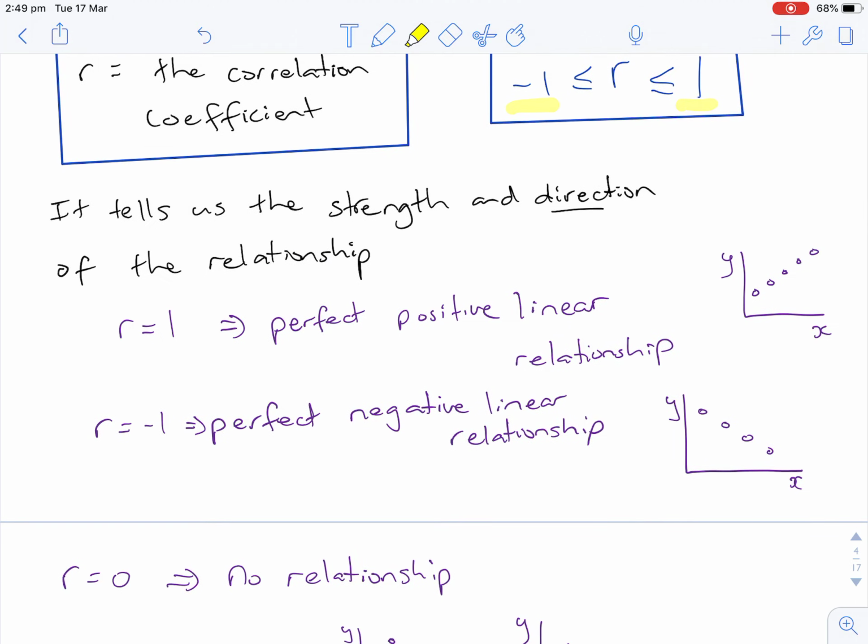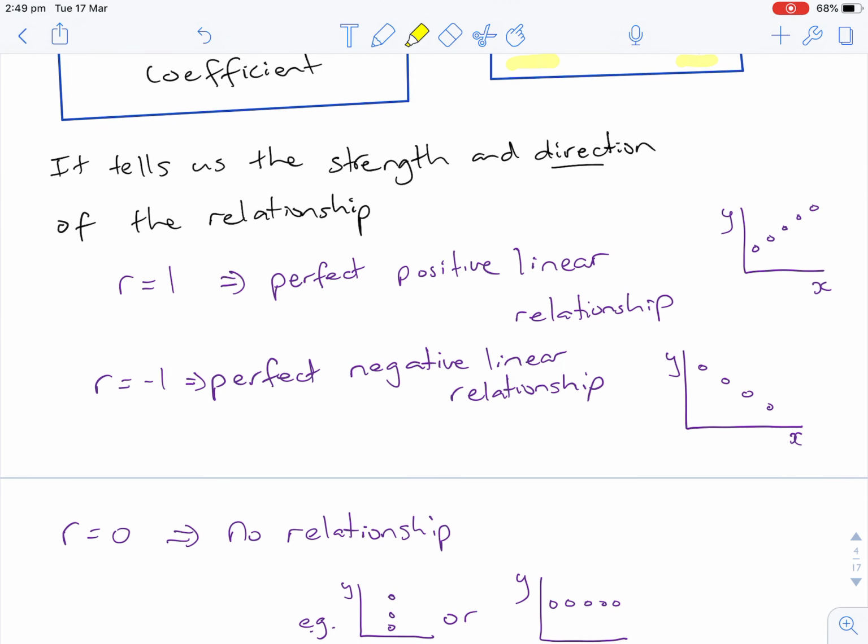and they're just trying to trick you on that one. So it tells us the strength and the direction of the relationship. As I say, R equals 1 would show that I've got a perfect positive linear relationship, and that would be shown with a perfectly straight line in an upwards direction.